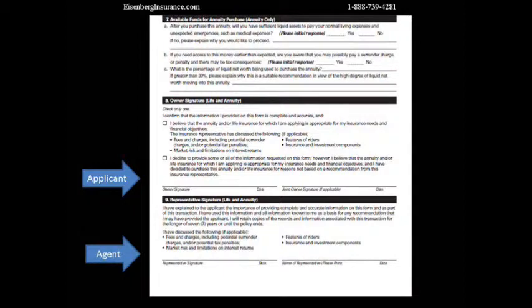In Section 7, please list the available funds your client has for the purchase of this annuity product. And in Section 8, your client will need to sign and date, and you as the agent will need to sign and date the last section.